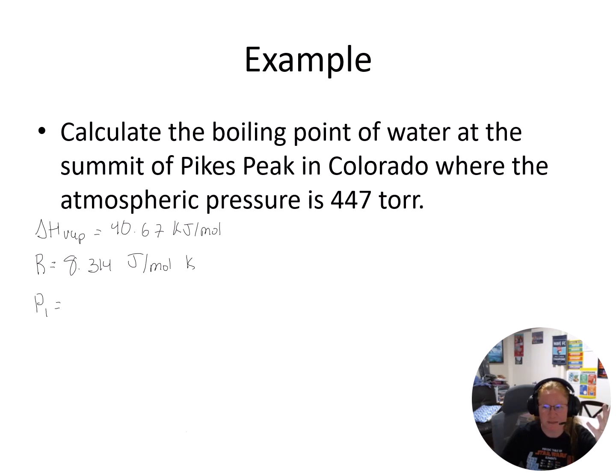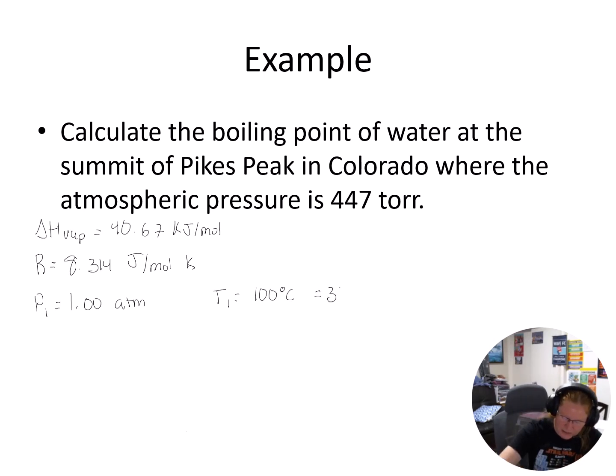So pressure 1 would be atmospheric pressure, which is 1 atmosphere. I'm just going to leave pressure 1 as 1 atmosphere because that's the one on the denominator, which makes the math easy. So that makes our temperature 1 100 degrees Celsius, because that's the temperature at which water boils at atmospheric pressure, which is 373.15 Kelvin. Then our pressure 2 is 447 torr, and our temperature 2 is what we're trying to figure out. What temperature does water boil at this pressure?